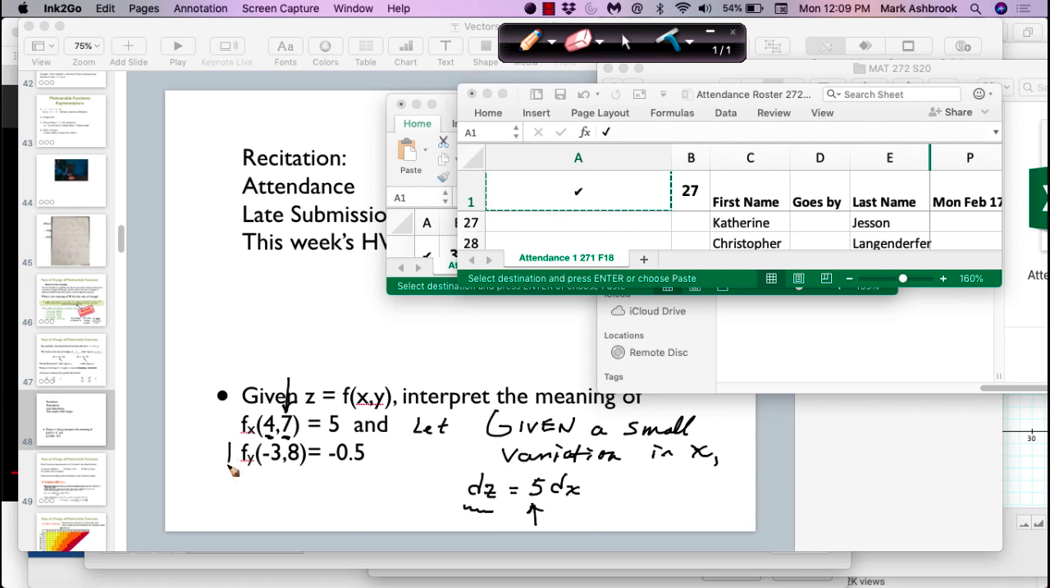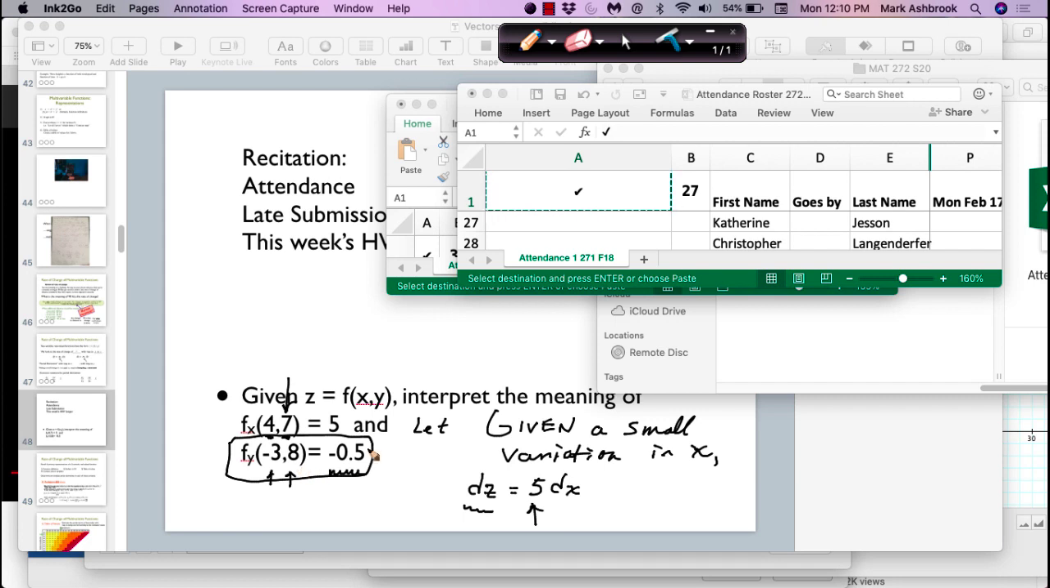Okay, let's try this one. Somebody new. Yeah, Emily. At point -3, 8, z changes -0.5 times as fast as y. Good. So at the point -3, 8, what are we holding constant? We're going to hold x constant at -3. We're going to let y change a little bit, and this tells us that z will change by -1/2 times as much as the change in y.